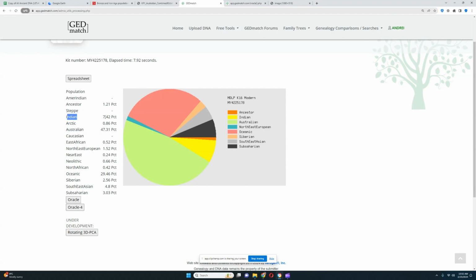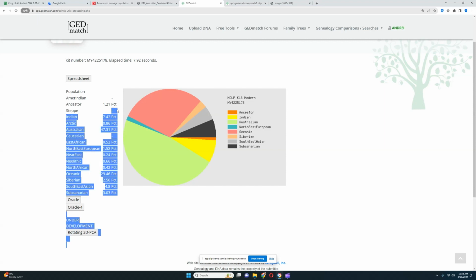A little bit of Indian as well, but I think most of these Australian natives will score a little bit of Indian. There are just a lot of affinities that exist between South Asians and native Australians. He's scoring 29% Oceanic, very interesting. A little bit of Southeast Asian and a little bit of Sub-Saharan African as well. All right, that's pretty interesting to see.